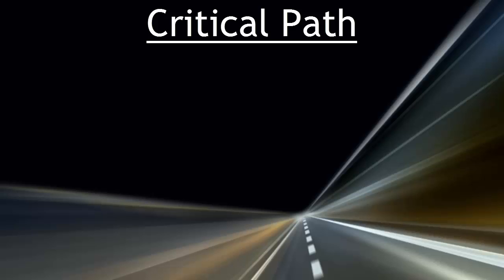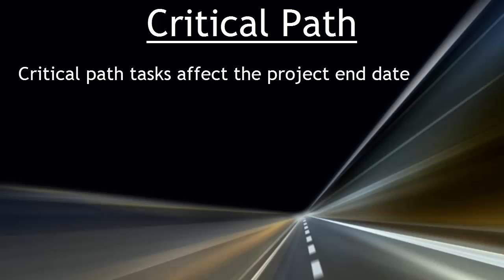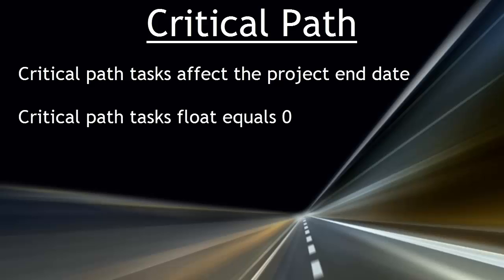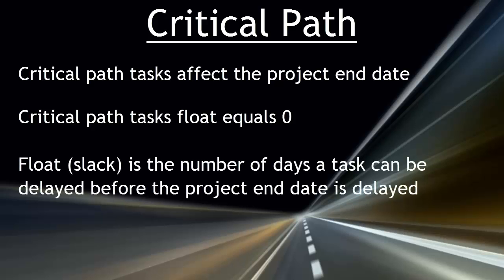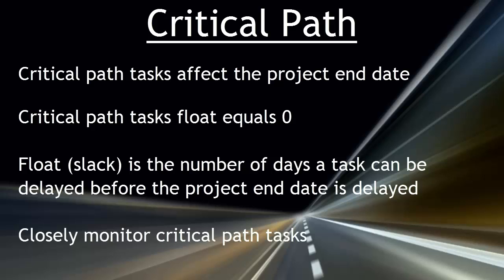Critical path. Tasks that are on the critical path affect the project end date. Critical path tasks have a float of 0. Float, or slack as it is called in Project, is the number of days a task can be delayed before the project end date is delayed. Critical path tasks should be closely monitored, as any delay in a critical path task will delay your project completion date.